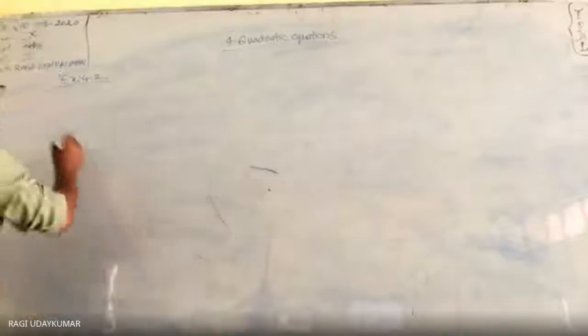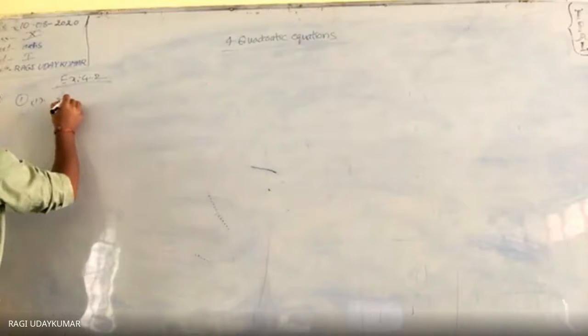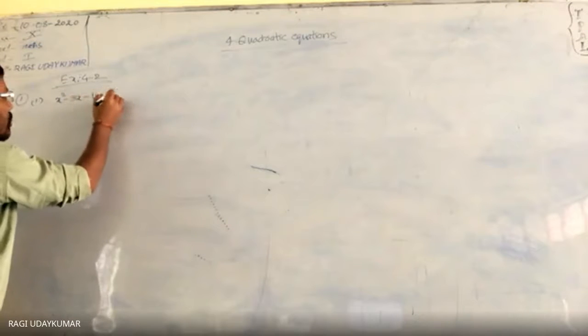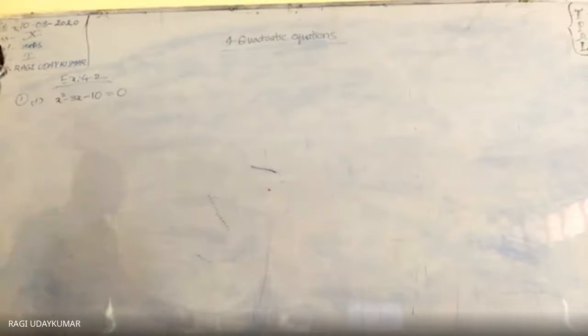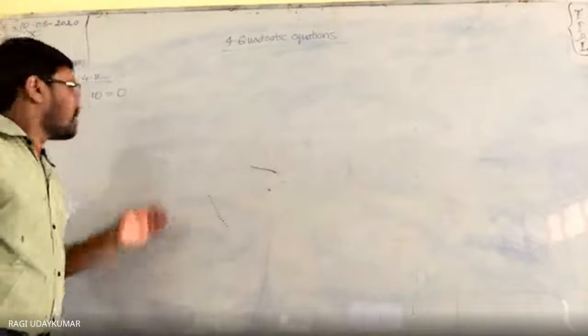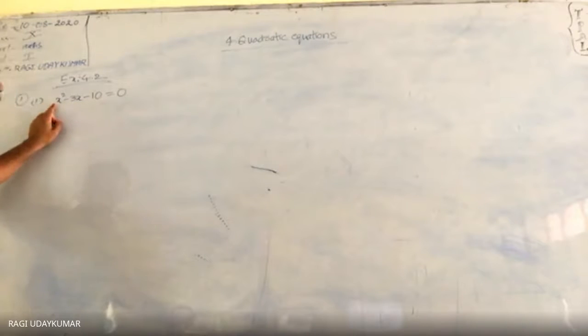So the first problem here, if you see, is given that x squared minus 3x minus 10 is equal to 0. You know how to do the factorization. What to do here? The constant term and the x squared coefficient are to be multiplied. Is it visible to you?